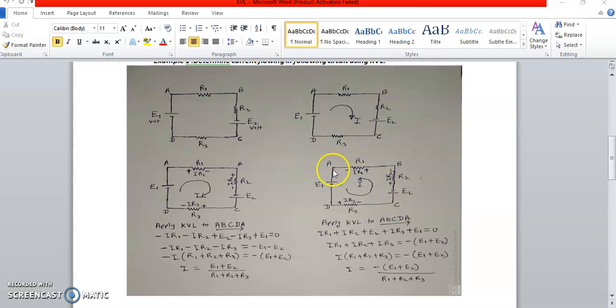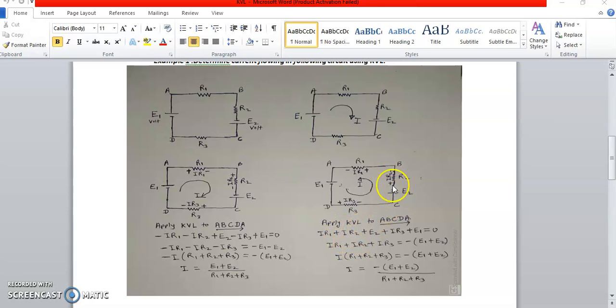While traversing from A to B, the current is flowing from B to A. Therefore, this will be positive and this will be negative. So, moving from A to B, there will be rise in potential and it is represented as plus I into R1. While moving from B to C, resistance R2 is there and current is flowing from C to B. Therefore, there is rise in potential while moving from B to C and it is represented as plus I into R2.